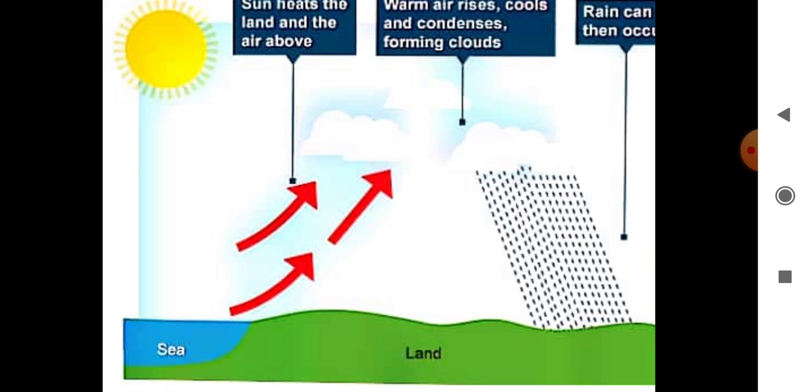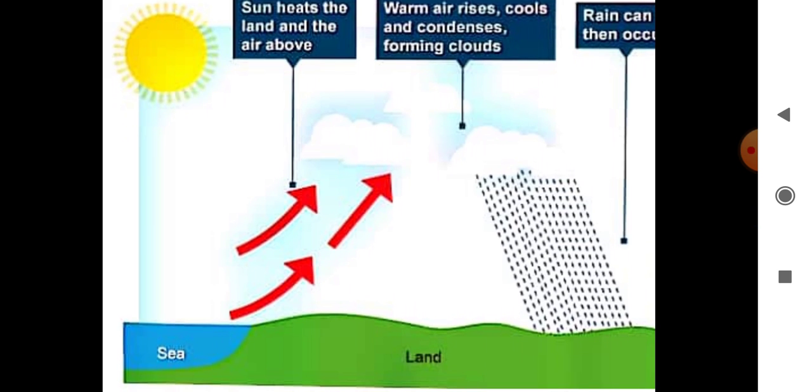The ascending warm and moist air cools according to dry adiabatic lapse rate, means decrease of temperature at the rate of 10 degrees Celsius per 1000 meters. The moist air becomes saturated soon, and further ascent of air beyond saturation level causes condensation and cloud formation, cumulonimbus clouds, and thus rainfall starts. This type of rainfall is called convectional rainfall.